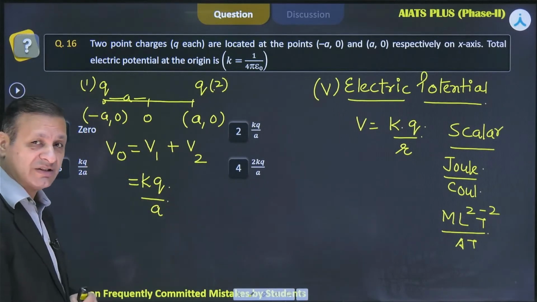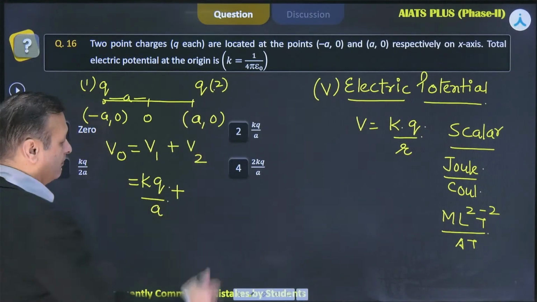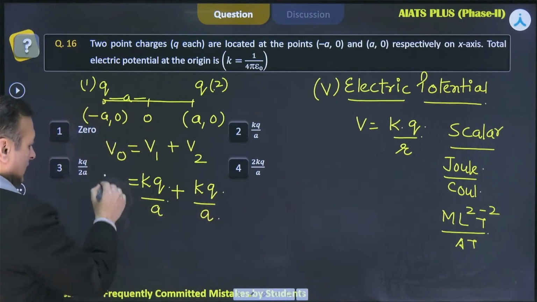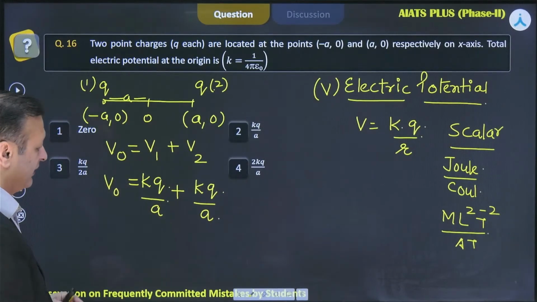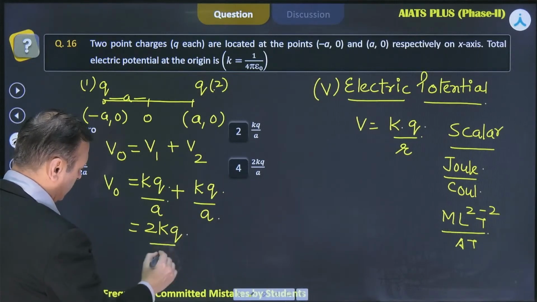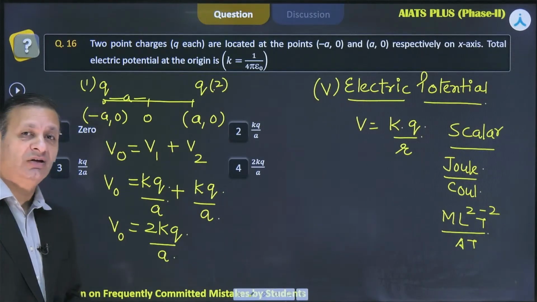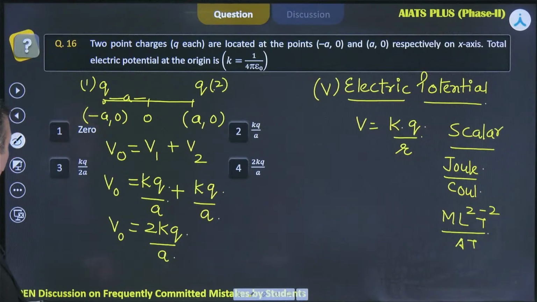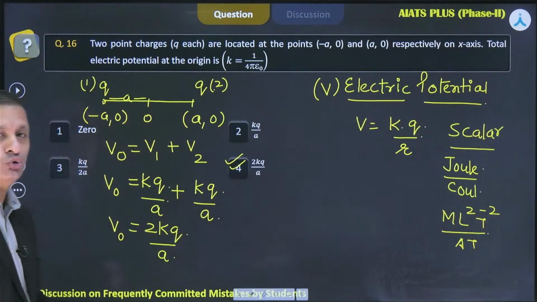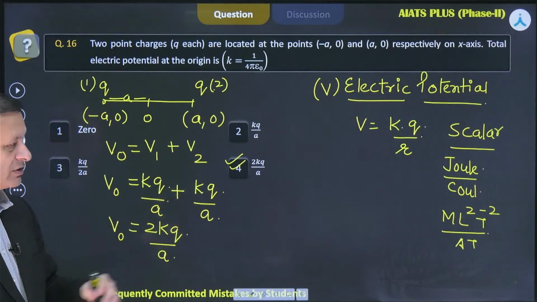But definitely for the charges, they do participate. For the charge 2, potential is again positive, and that is also kq by A. And this is the net potential. Finally, what you will have is 2kq by A as your answer for this net potential at the origin. So shall we put it? What is the best option? The correct option rather is 2kq by A, where everyone understands what k stands for.